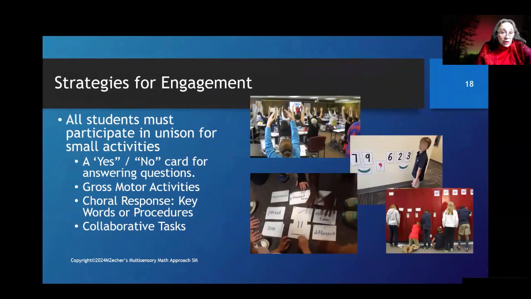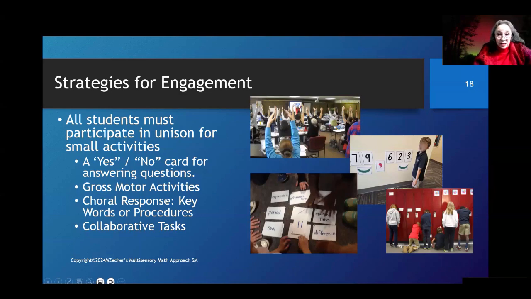So now some strategies for engagement. All students must participate in unison for small activities. Think of having a yes and no card on each student's desk. And instead of saying, who would like to answer this question and looking for hands to be raised, all students answer. They hold up the yes or the no or some information bit that you've given them. And that way you can see that all students are paying attention and they're all engaged in the learning.